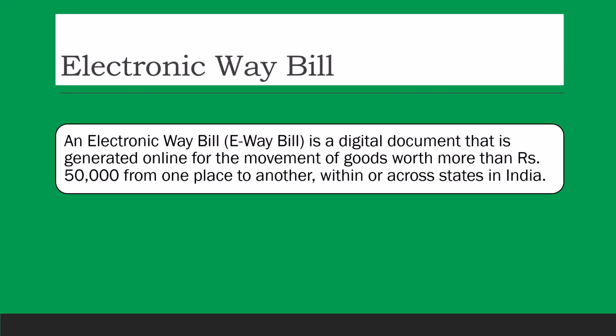The GST Act requires the generation of an electronic way bill for the movement of goods worth more than 50,000. So, if somebody is supplying goods above 50,000, he can't supply it just like this. He has to raise an electronic way bill. This will curb any black sale or somebody not informing that sale.